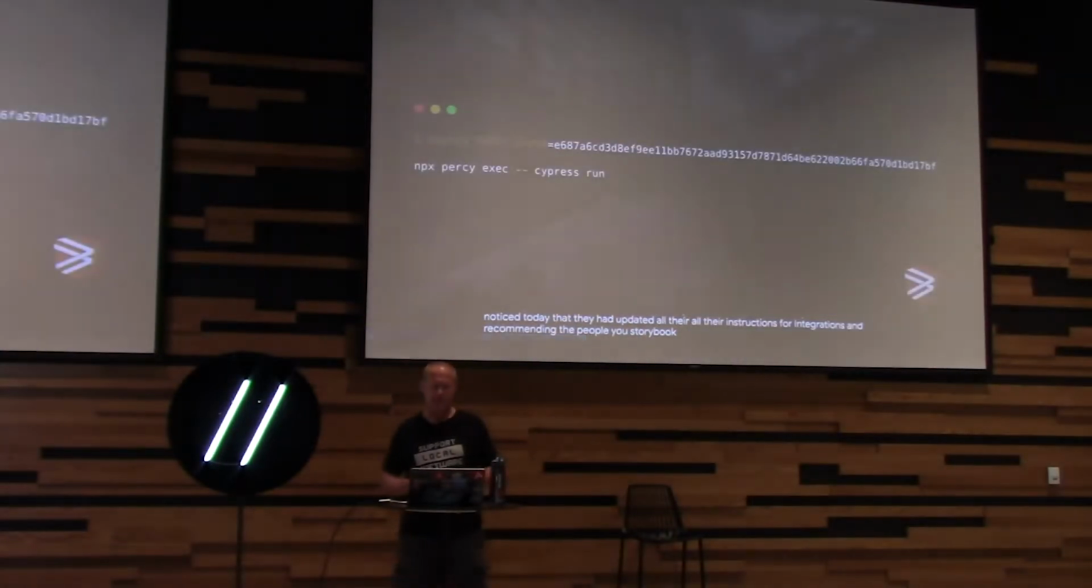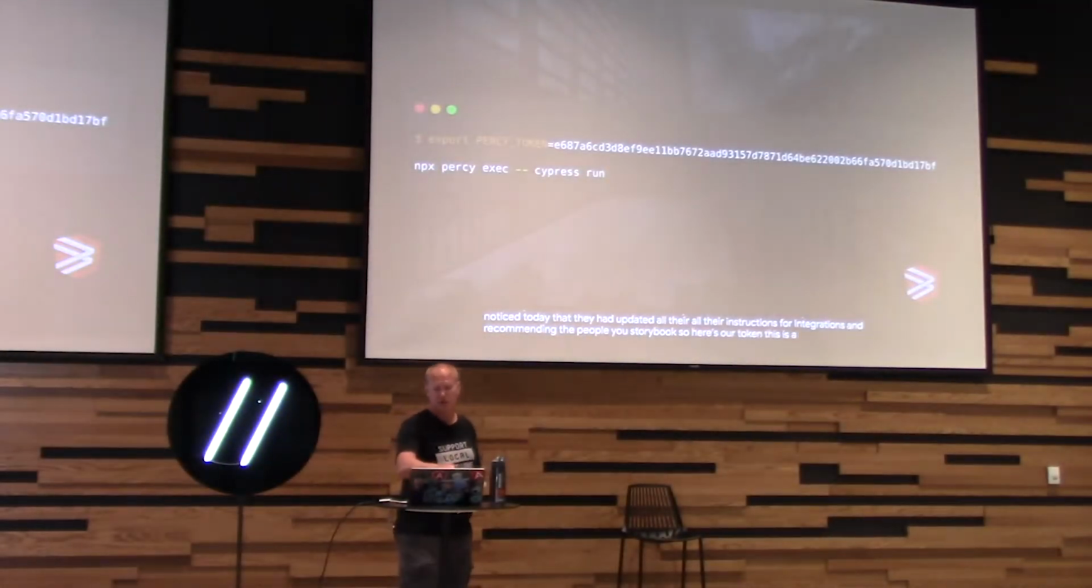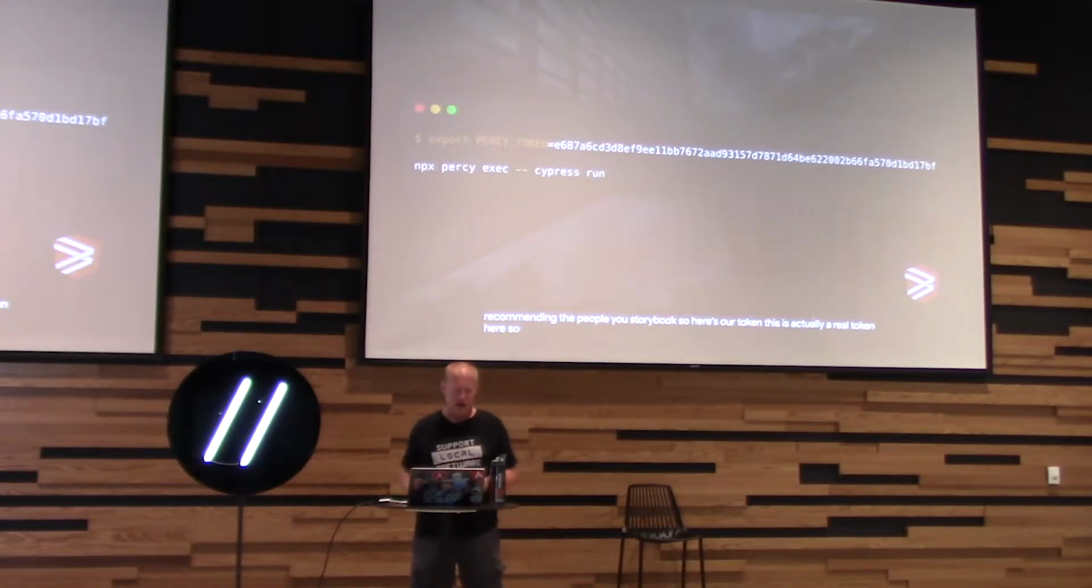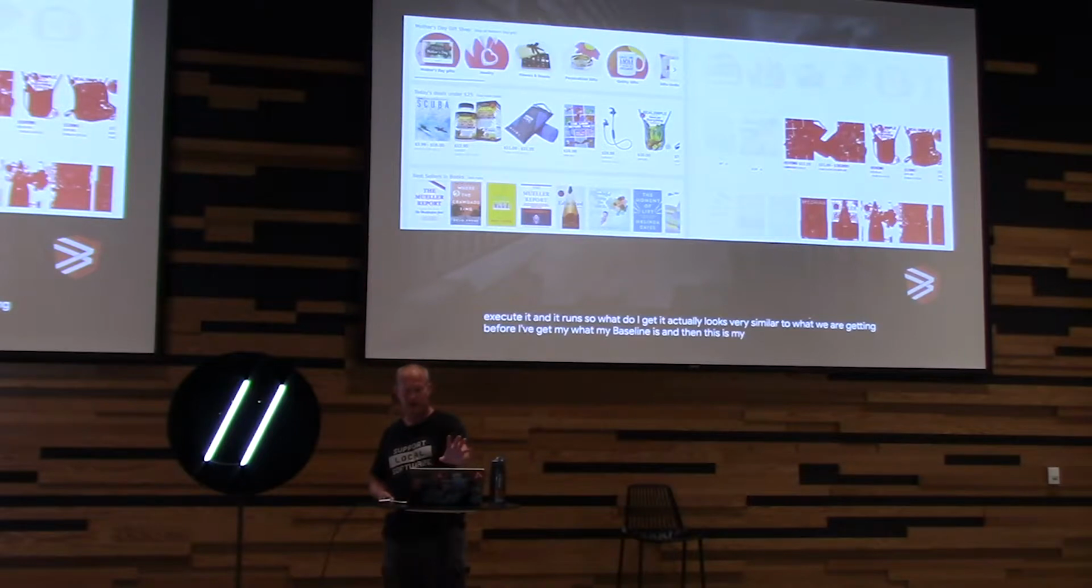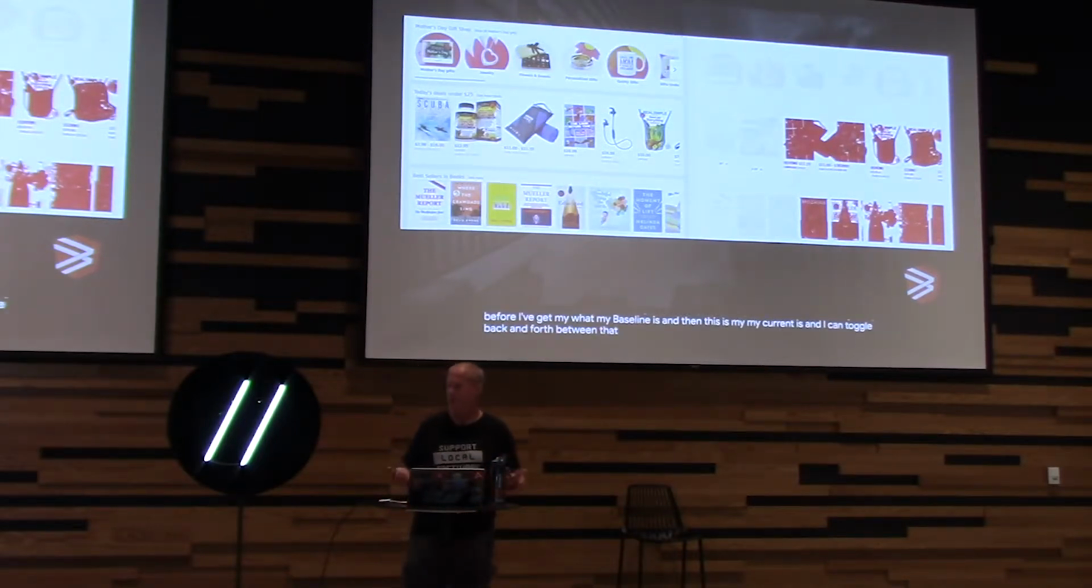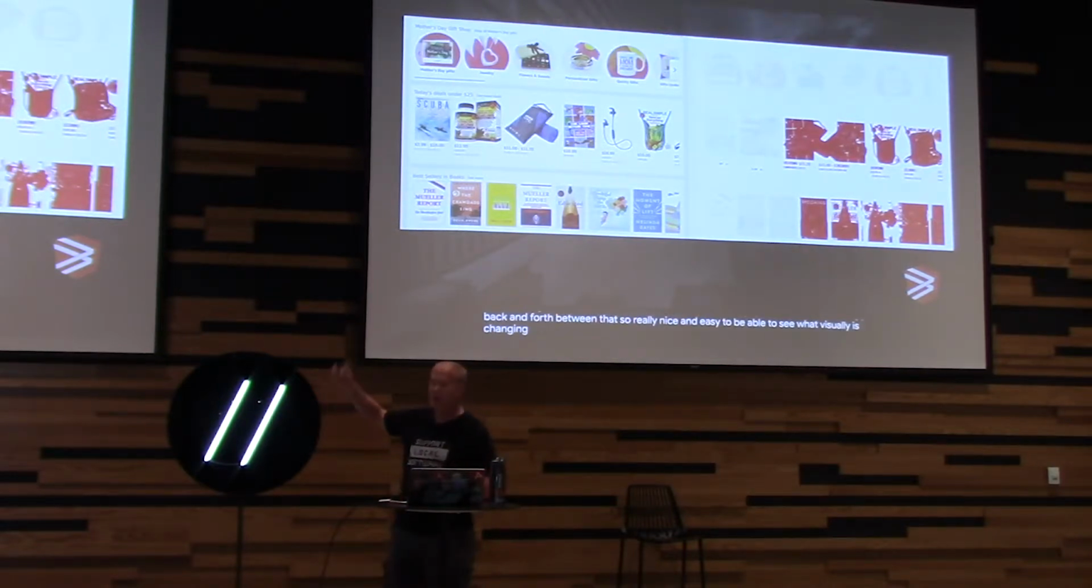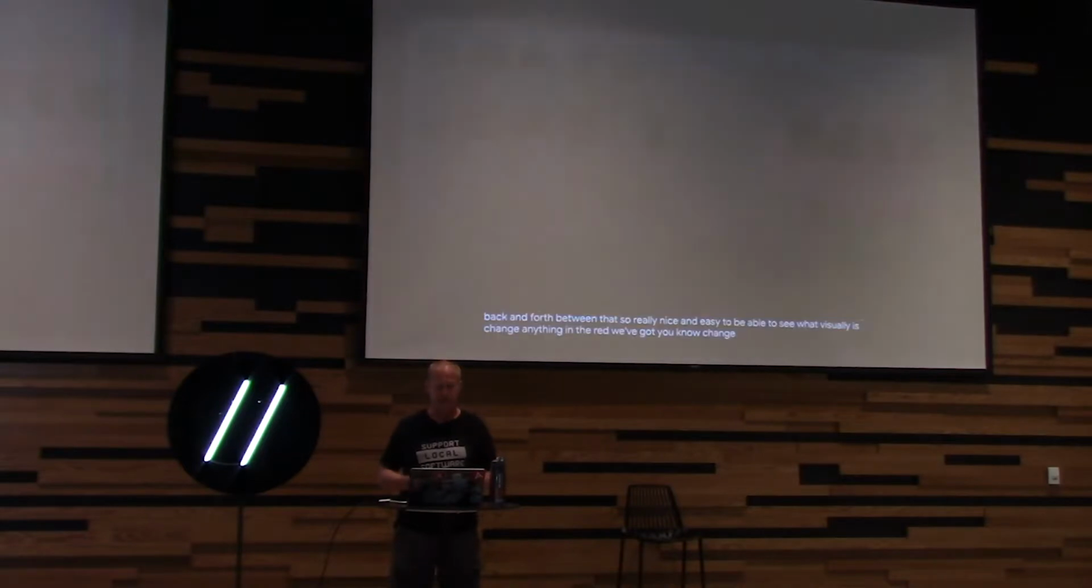So here's our token. This is actually a real token here. So I export the Percy token, put that onto the command line, and then I go ahead and execute it and it runs. So what do I get? It actually looks very similar to what we were getting before. I get what my baseline is, and then this is what my current is, and I can toggle back and forth between that. So it's really nice and easy to be able to see what visually has changed. Anything in the red, we've got changes there.